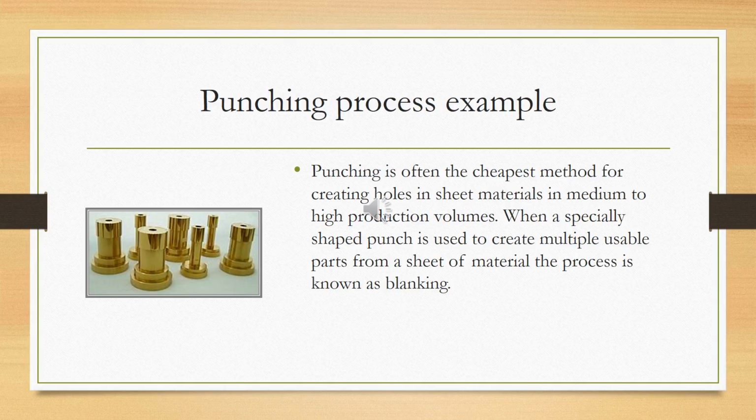Punching process example. Punching is often the cheapest method for creating holes in sheet materials in medium to high production volumes. When a specially shaped punch is used to create multiple usable parts from a sheet of material, the process is known as blanking.